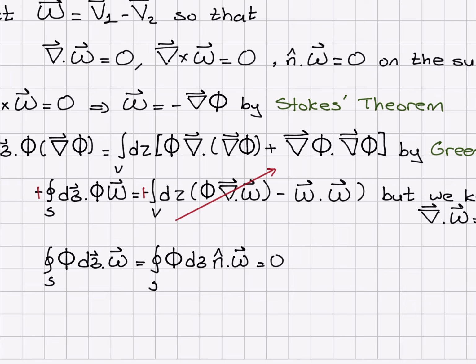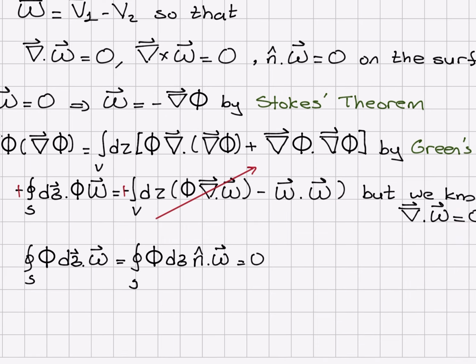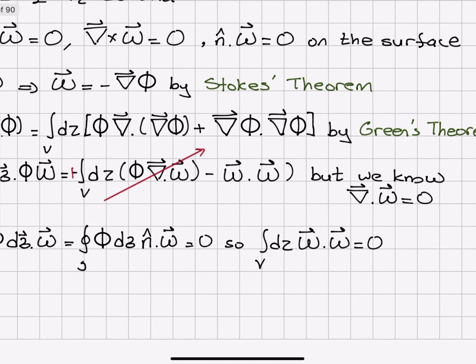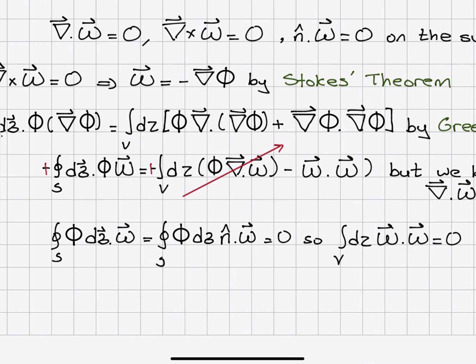This is 0, which means the volume integral d tau w dot product with w has to be equal to 0. So what does that imply? It implies that the volume integral d tau magnitude of w square is equal to 0.